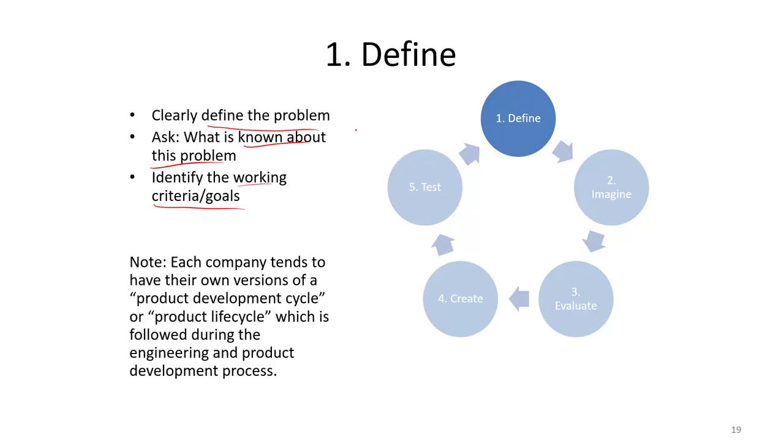One thing to note about this whole process is that many companies and industry have their own versions of a product development cycle or product life cycle. And so you might see when you go to work for a company that you'll follow these same rough steps, but they might have slightly different names and different milestones that you complete during the process.